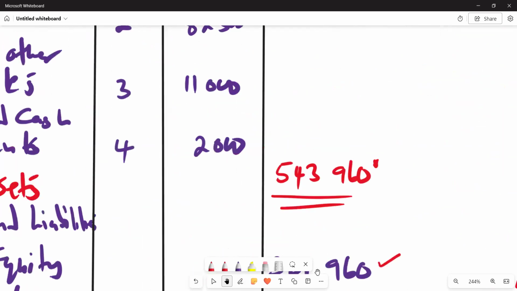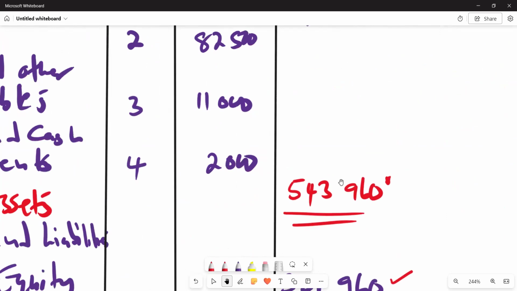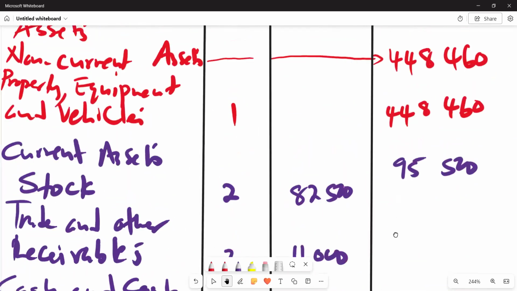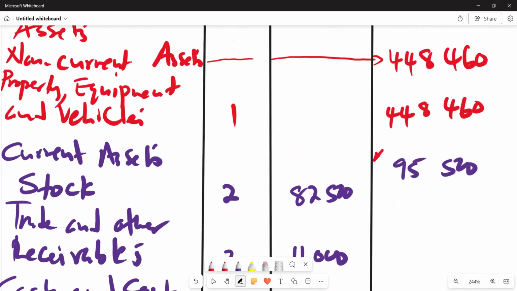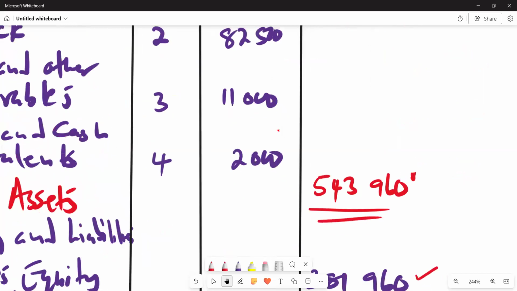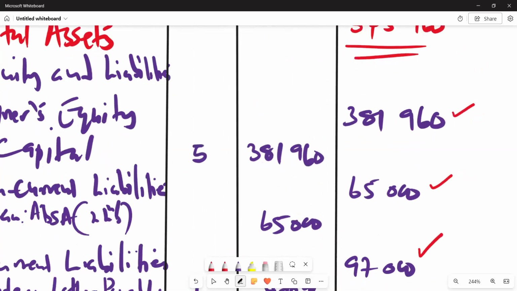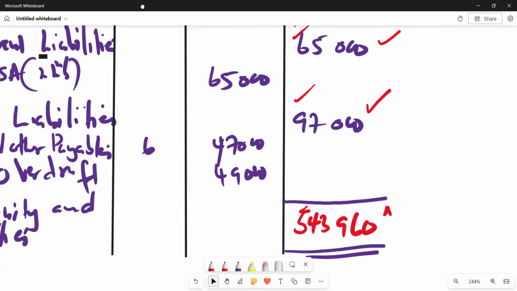Remember here to get this figure, 543,960 as the first balancing figure, we added our current assets here to our non-current assets. Then we got our first balancing figure, which is this one. And then on the lower part, we added our owner's equity and all the liabilities, which is our non-current liability and current liability. And then we get our total for the second balancing figure, which is 540,960. So this is what we have, guys, according to this video for the notes out of the balance sheet and the balance sheet.